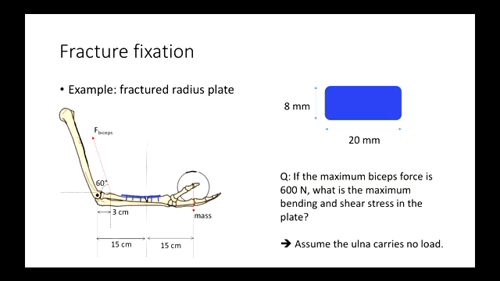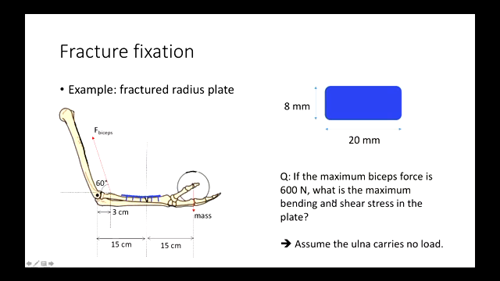I'm going to go on the board. So what we have here is a forearm where the radius has a fracture in it and it has a plate put on it, right? So the question is, if the maximum force that the biceps muscles, so the muscles that flex the forearm, can generate is 600 newtons, what is the maximum bending and shear stress of the plate? Because if we get that, we can compare it to its yield strength and figure out if the plate is going to fail or not.